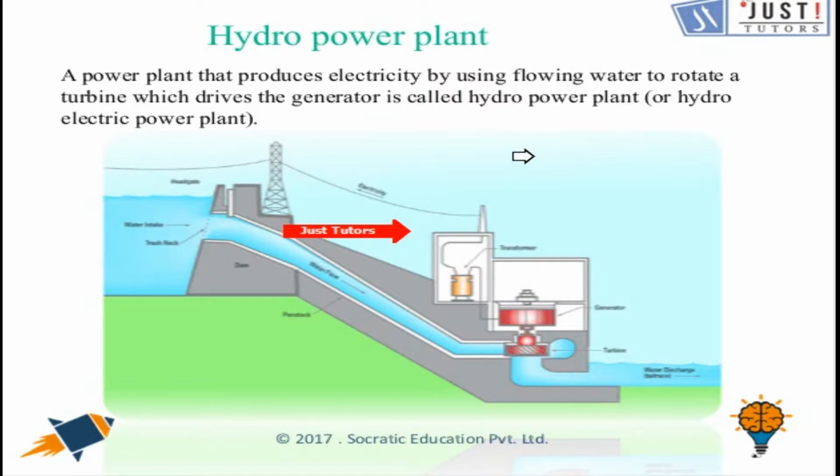Now let's talk about drawbacks of hydropower plant. The first one is that building large dams is not good for the ecosystem, and the second one is that it produces a huge amount of methane gas, which is not good for the environment. So this was all about hydropower plant.